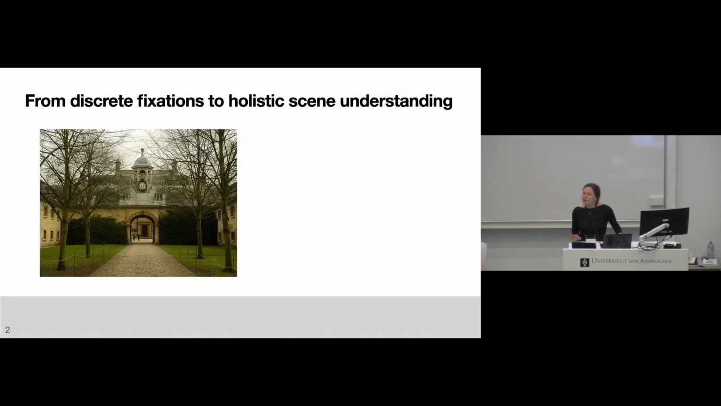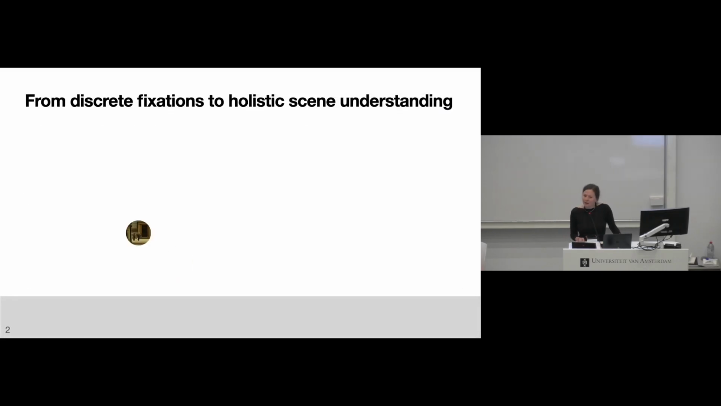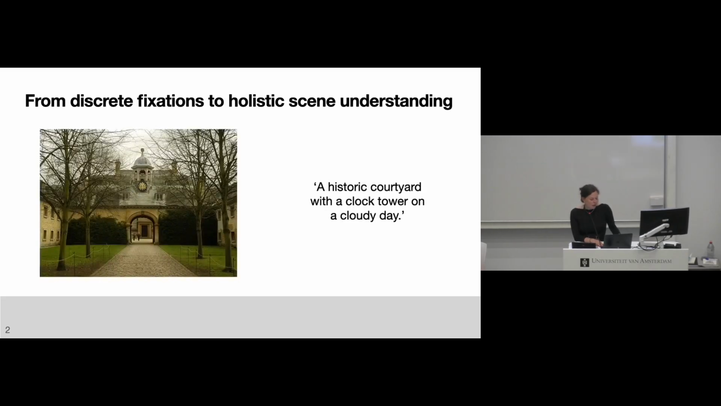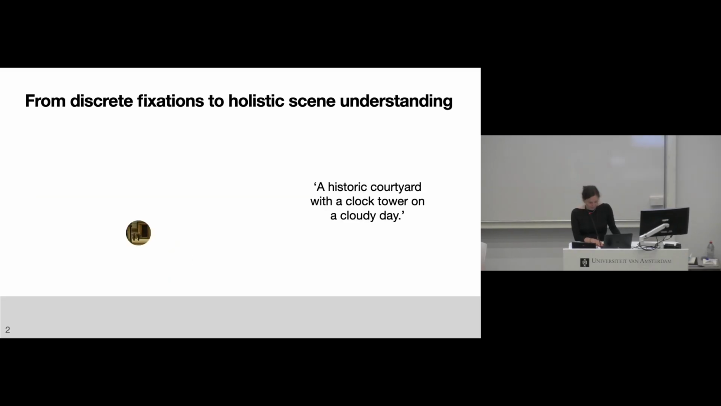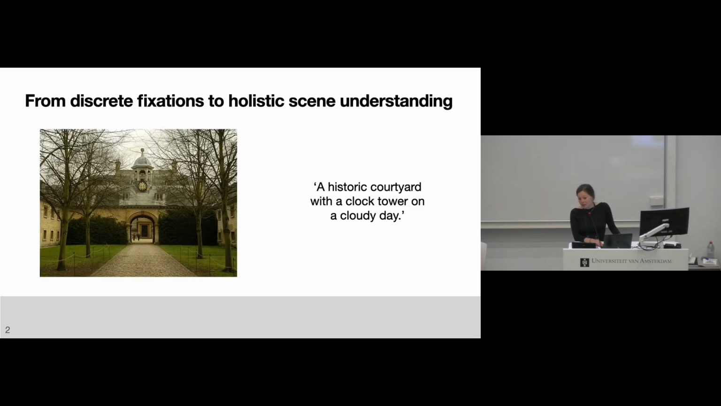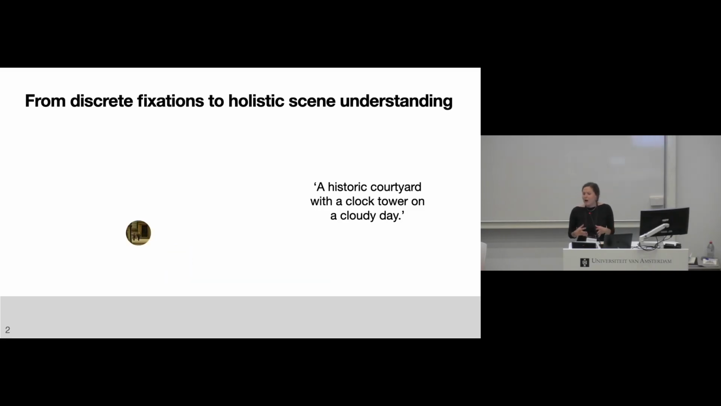So if I give you the task to look at this image for a couple of seconds and describe it to me, you would probably have absolutely no trouble in doing so and maybe come up with a description like a historic courtyard with a clock tower on a cloudy day. Now, you probably made multiple eye movements on the image, and you thereby delivered discrete chunks of visual information to your visual system, but you did end up with a unified, holistic understanding of the scene.